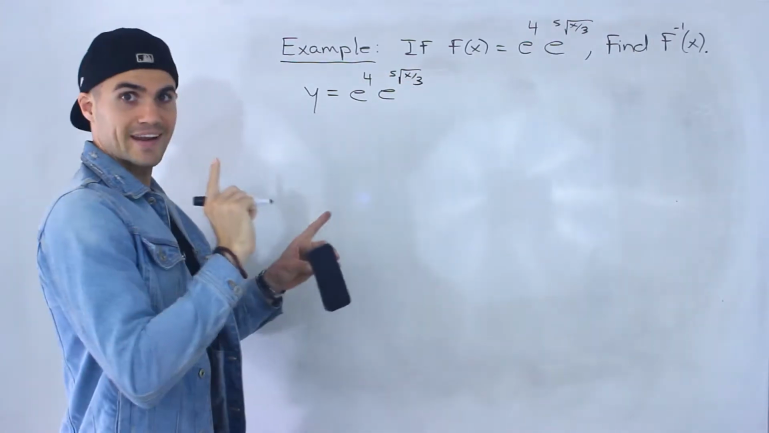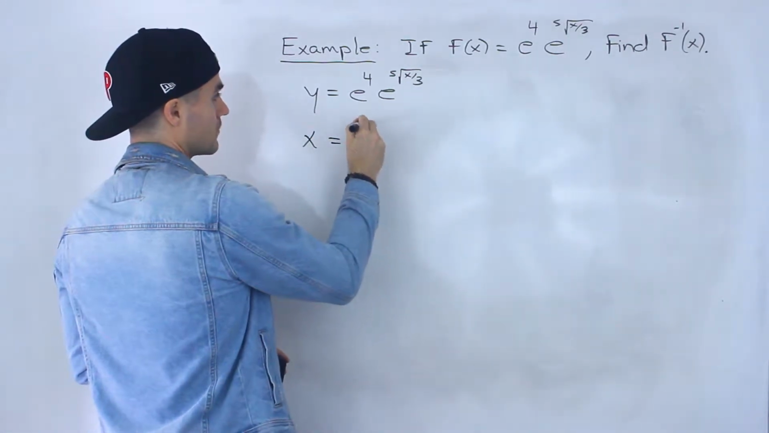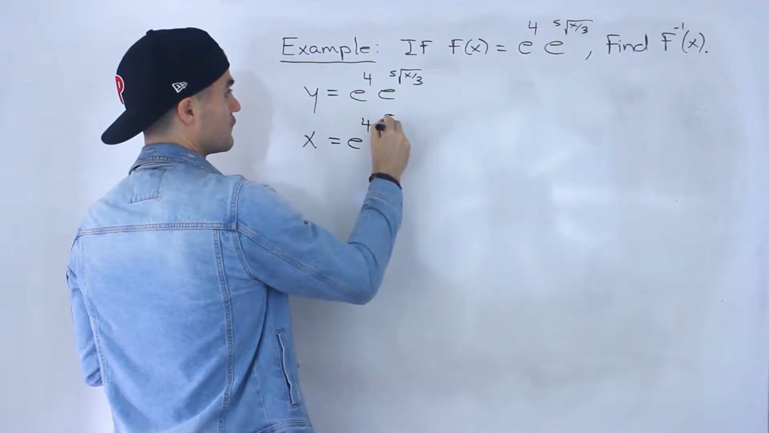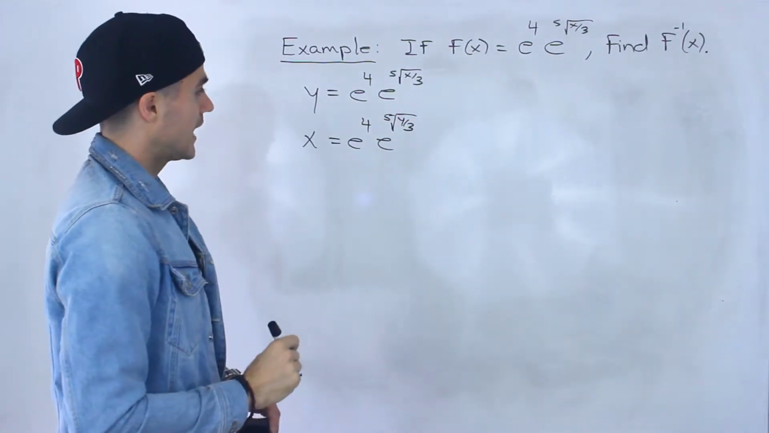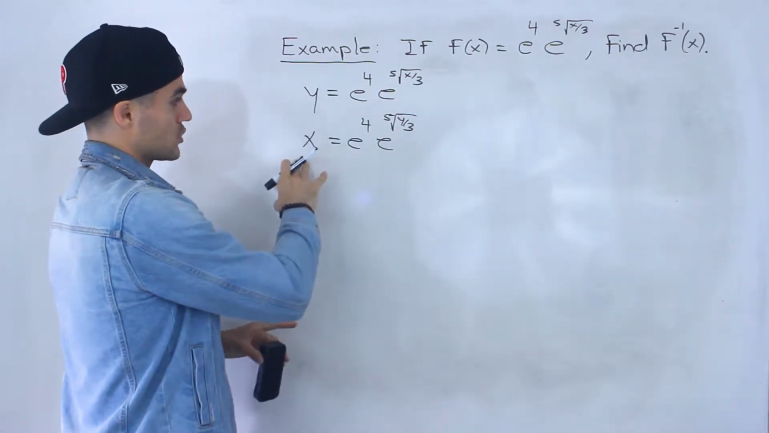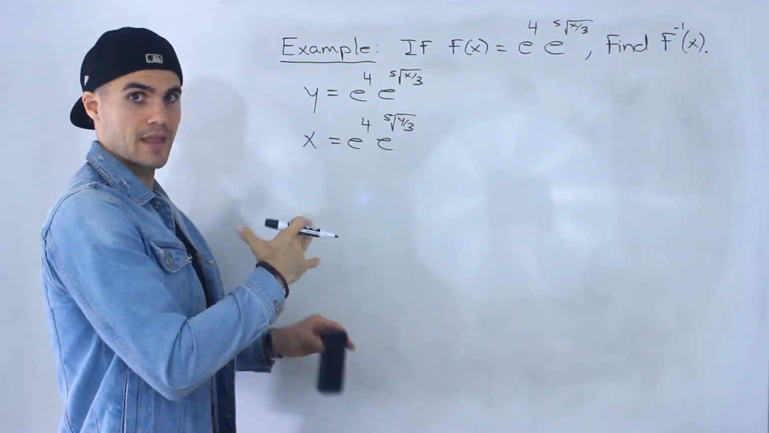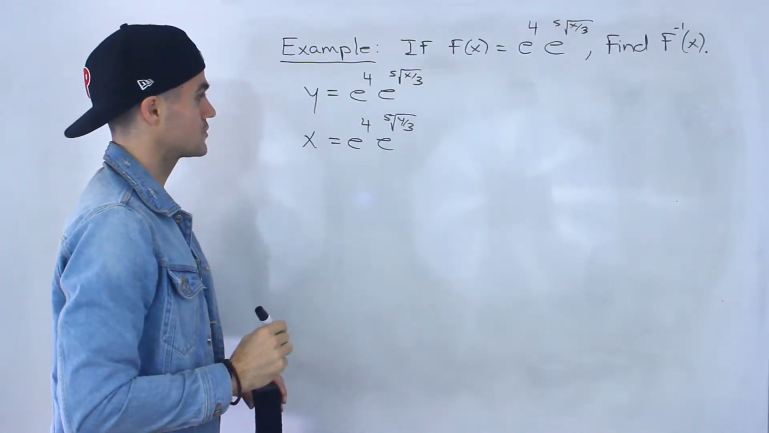And then what we've got to do is interchange the x and y values. So we'd have the 5th root of y over 3 over here. And now what we've got to do is isolate for this y and get everything in terms of x. So interchange it, and that's going to be the expression for the inverse.